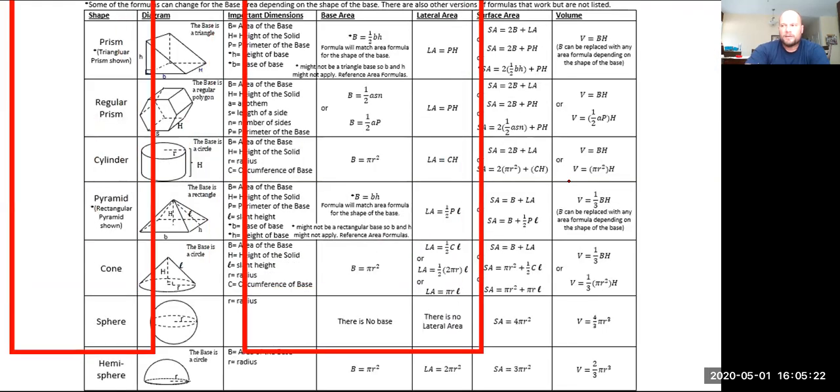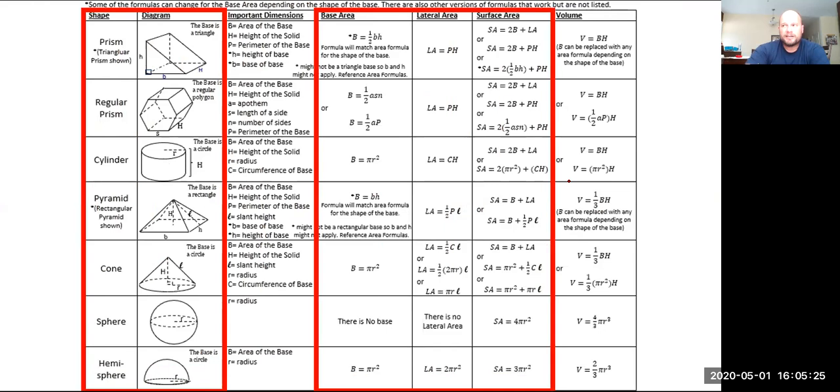So again, formulas that we're using, we're going to use base area, lateral area, and surface area formulas all in this section. We have done some stuff with base area already in order to do volume. But just remember, the base area will change depending on whatever shape the base is. For a cylinder and a cone, it always stays a circle, so that's the same no matter what. But for our prisms and our pyramids, whatever the base shape is will determine which formula we use as the base.